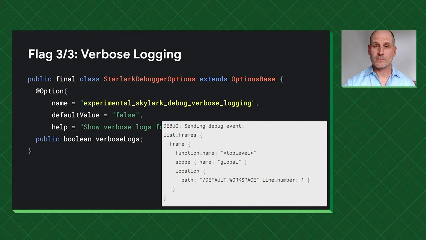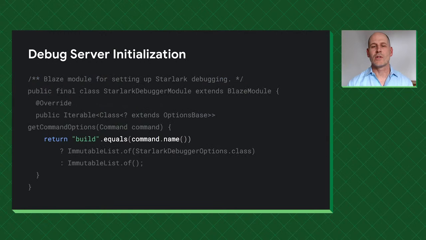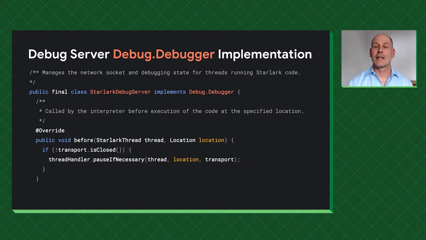The TLDR on this slide is that the Starlark debugger module is only active with the build command. So the flags will have no effect with query or test, for example. And if I had to distill the debugger implementation into one spot, this might be it. Essentially, when the debugger is active, anytime a Starlark thread is about to arrive at some particular location, there's a callback and the debug implementation gets an opportunity to pause the thread or do additional operations at that time.